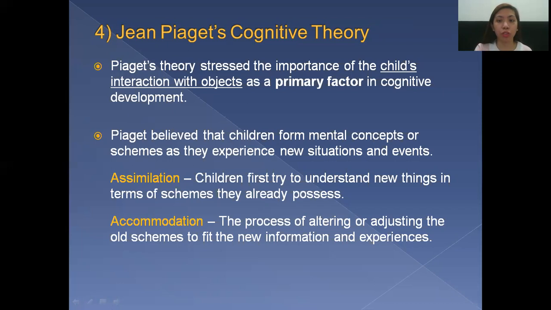Assimilation is when children first try to understand new things in terms of schemes they already possess. For example, the child might see a cat and say that it is a dog because both animals have fur. Accommodation is the process of altering or adjusting the old schemes to fit the new information and experiences. In relation to the previous example, where the child mistakenly identifies the cat as a dog, he or she realizes that the two animals are actually different and alters the scheme for a dog to include barks to differentiate it from a cat.